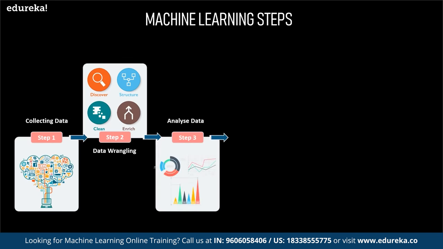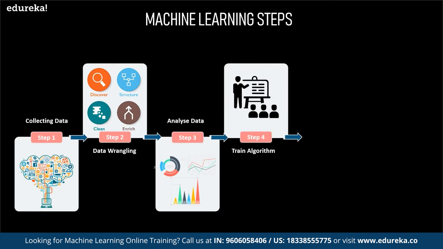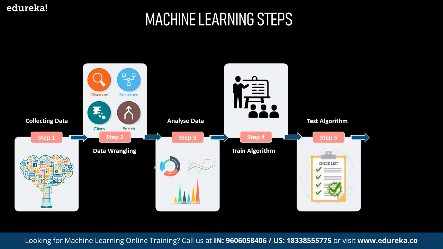After that, data is analyzed to select and filter the data required to prepare the model. And after that, the algorithm is trained on the training data set, through which the algorithm understands the pattern and the rules which govern the data. Now after training the algorithm, next comes testing. So the testing data set determines the accuracy of the model.